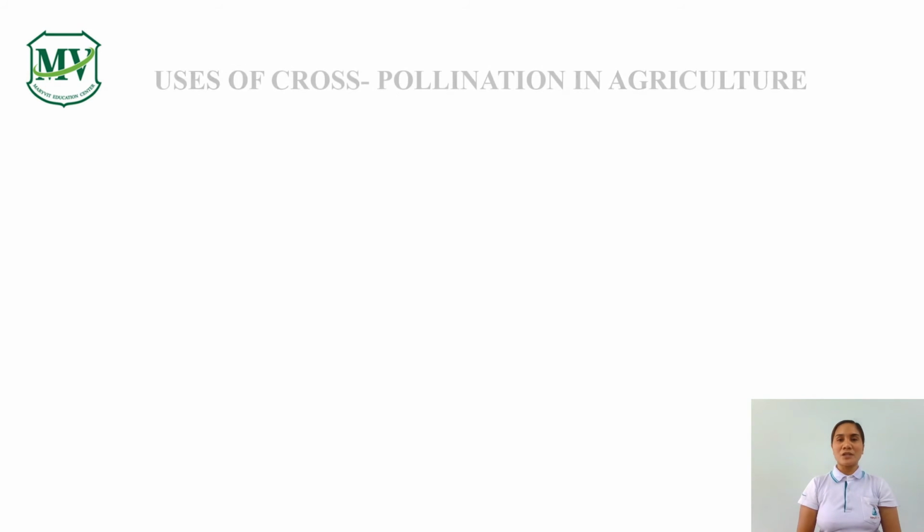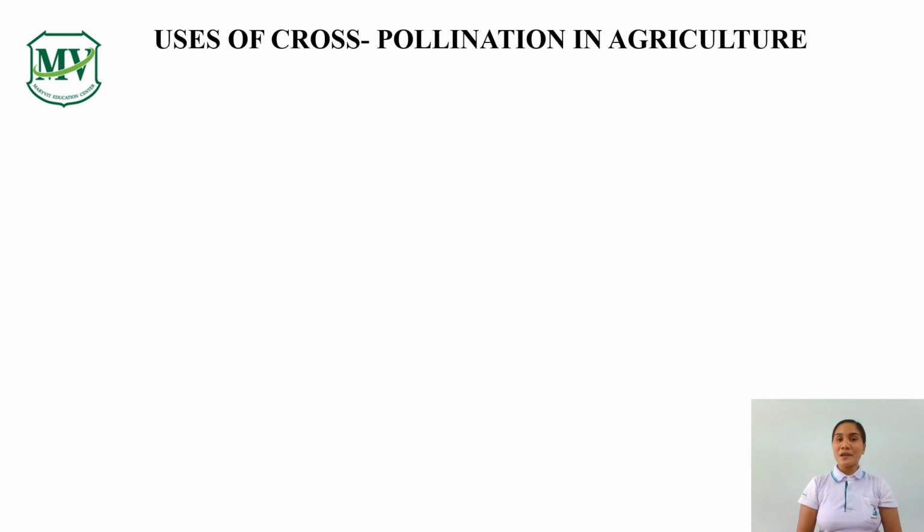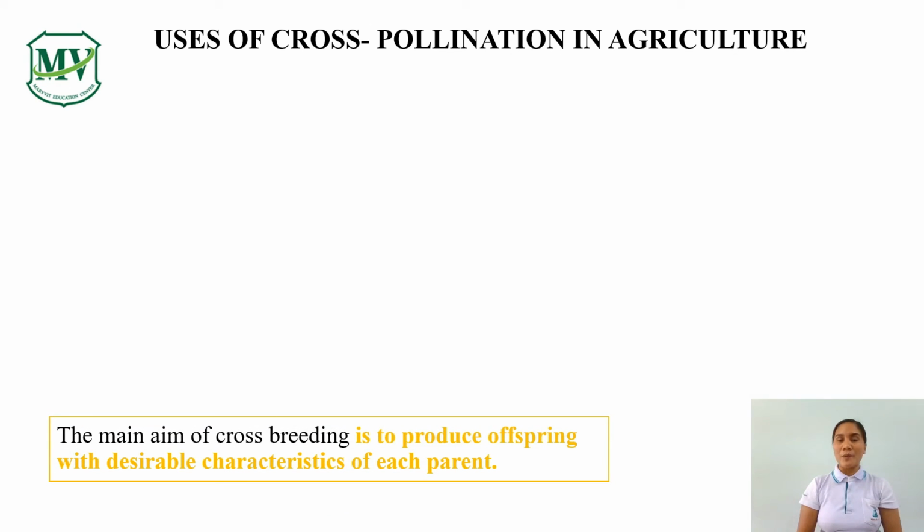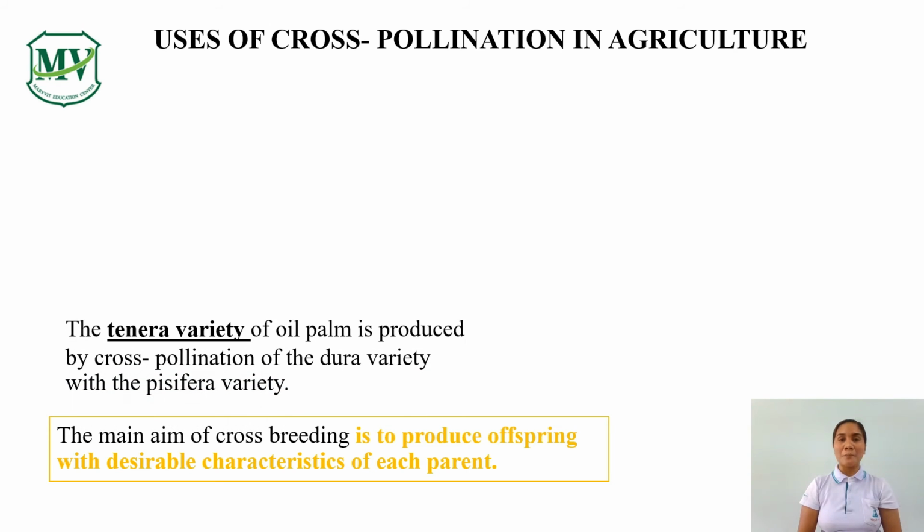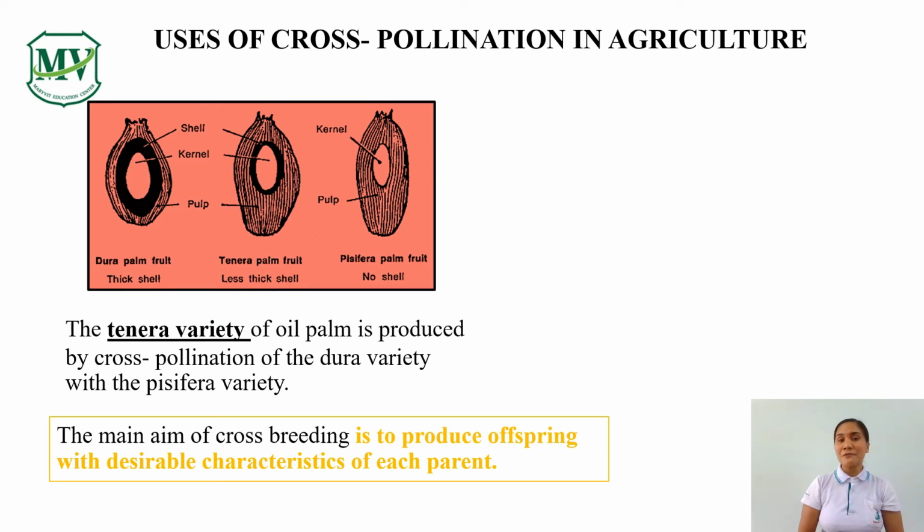Uses of cross-pollination in agriculture. For centuries, farmers have been trying to cultivate new varieties of crops through crossbreeding of closely related plants. Do you know what their main aim is? Excellent! The main aim of crossbreeding is to produce offspring with desirable characteristics of each parent. For example, the Tenera variety of oil palm is produced by cross-pollination of the Dura variety with the Pisifera variety.